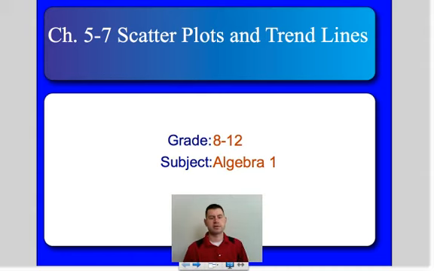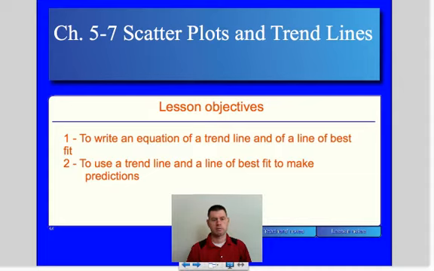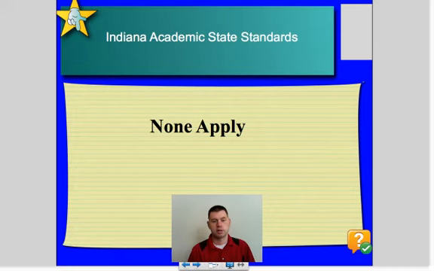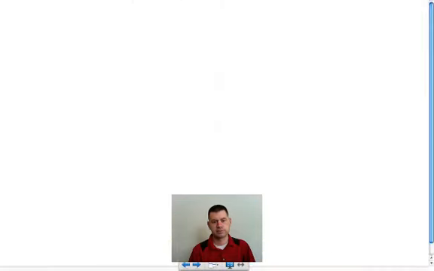Okay, well today we're going to talk about scatter plots and trend lines. The objective is to write an equation of a trend line and of a best fit line, to use a trend line and a line of best fit to make predictions. There is no academic standard for this one in particular.